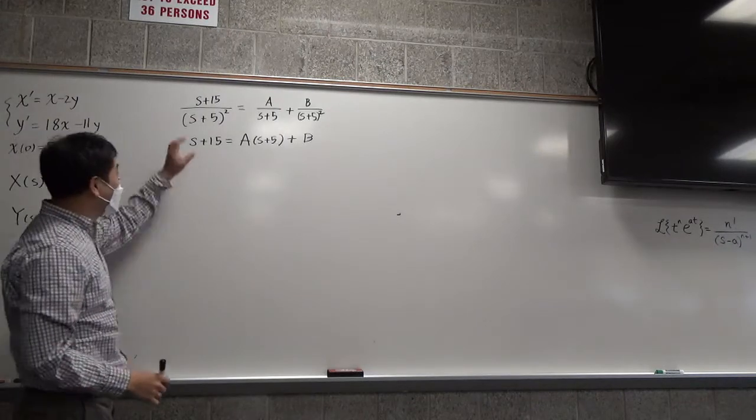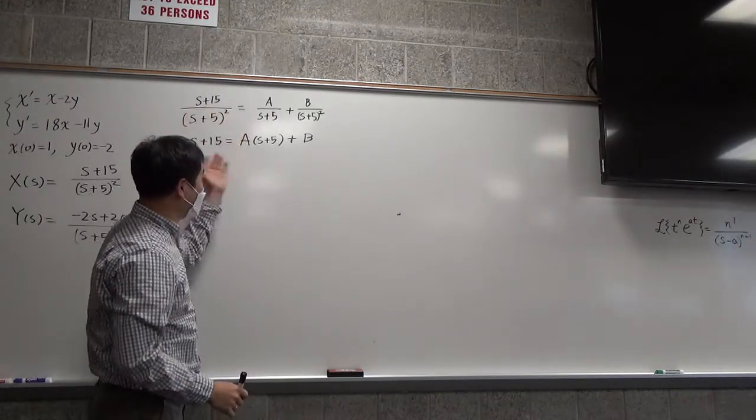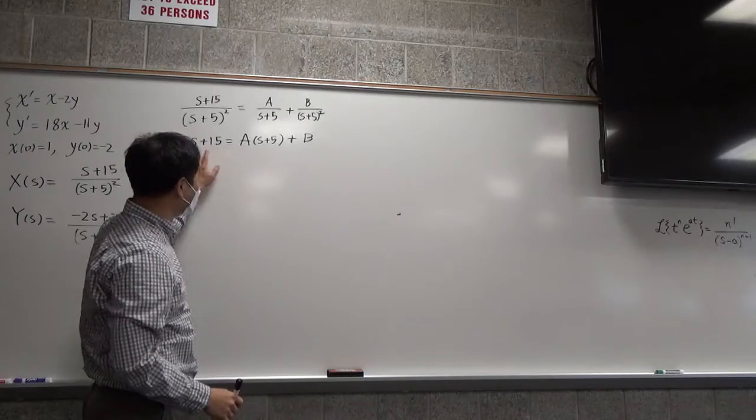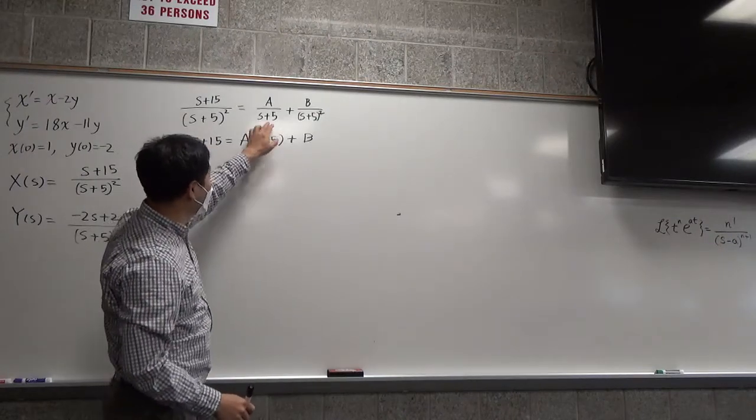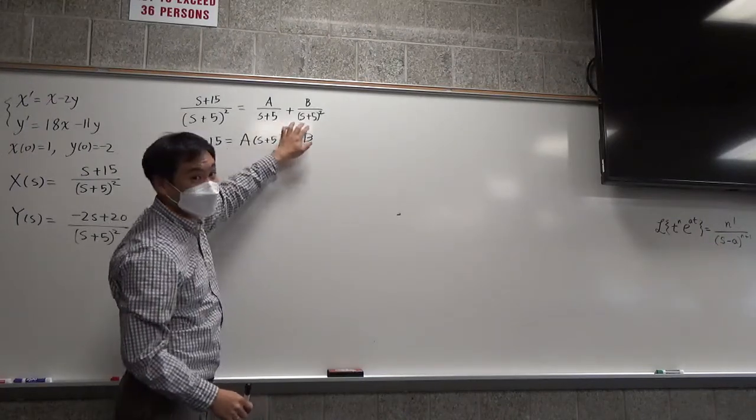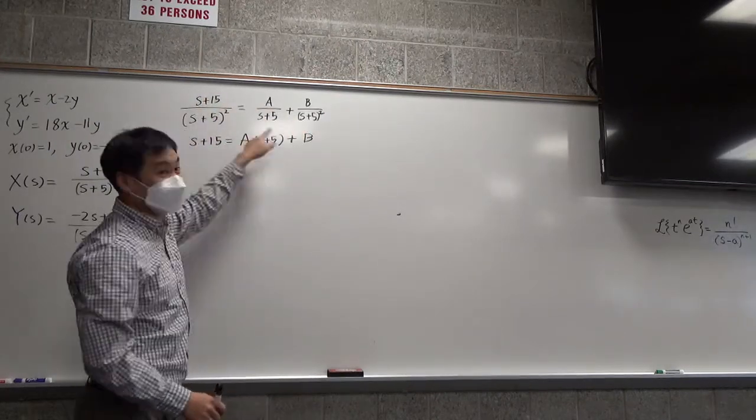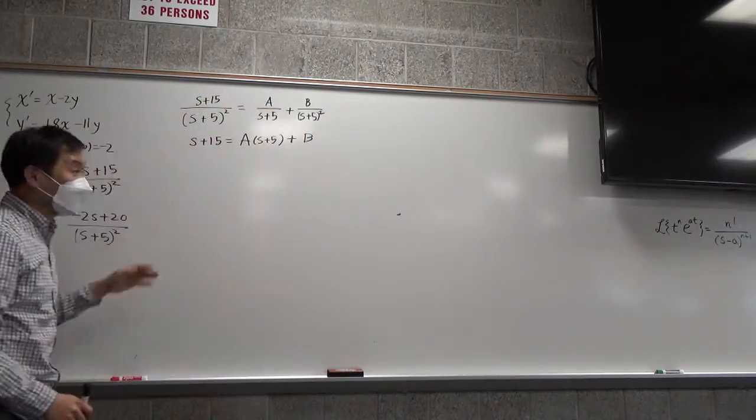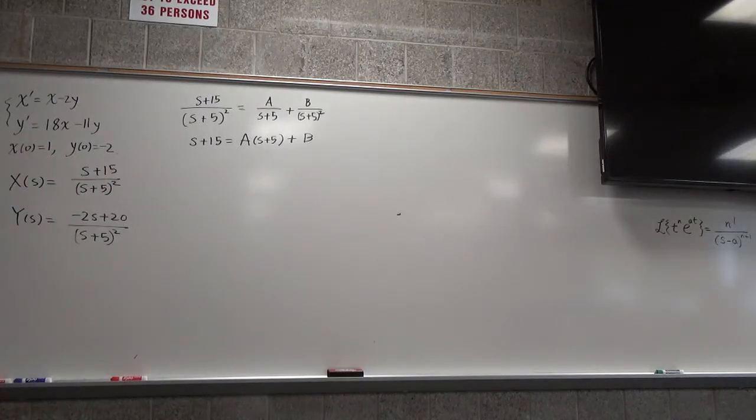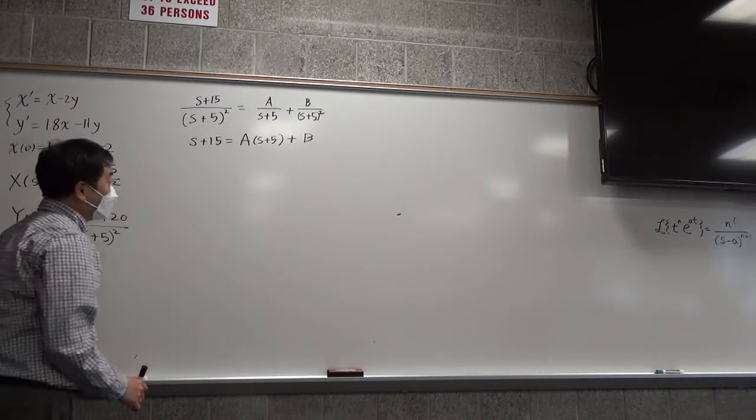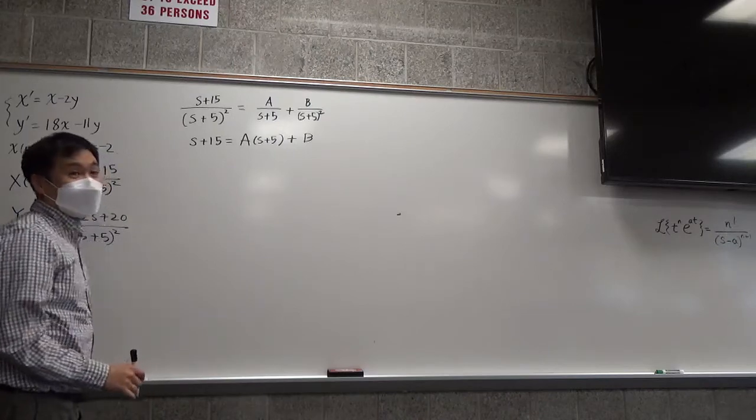And you can either just multiply s plus 5 squared on both sides, which is the quicker way, but if you didn't get how this is the same, then you can try to combine these two fractions into one. And then if you just look at the numerators, you'll see that this is what you get. Okay? Either way, you get that equation. Now, from here, what should we do?